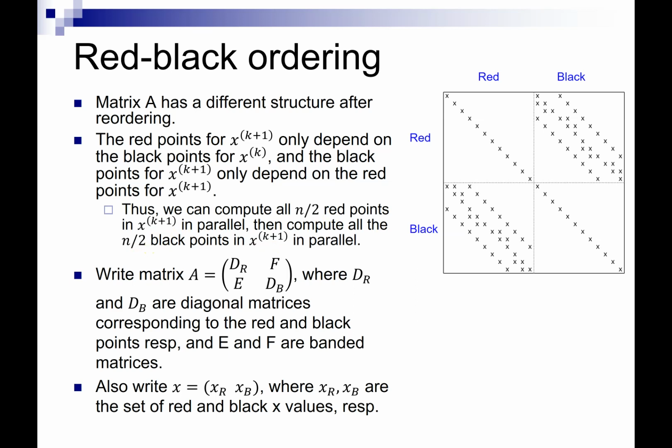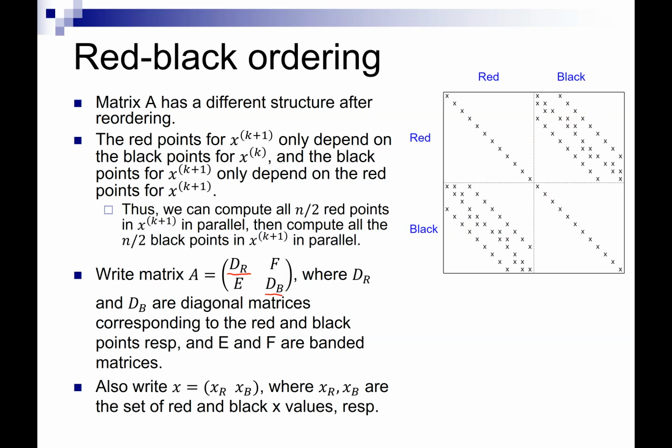To write out some equations for doing this, let's label these different parts of the matrix. This is going to be the red points, and this is going to be a diagonal submatrix, so we're going to write this as D sub r. These are the black points, which is also diagonal, so this is going to be D sub b. And these other parts: this part here is going to be E, and this is going to be F.